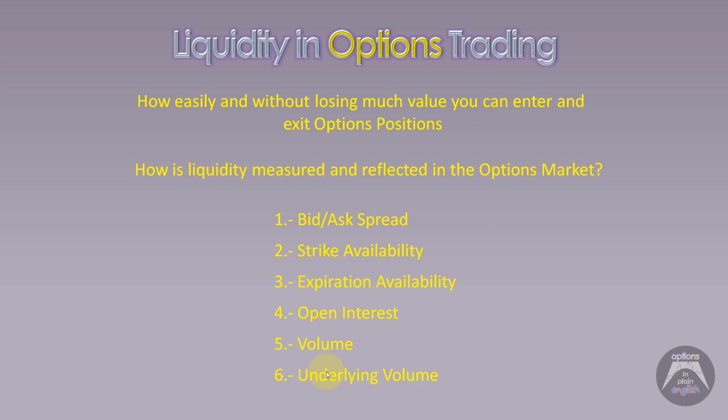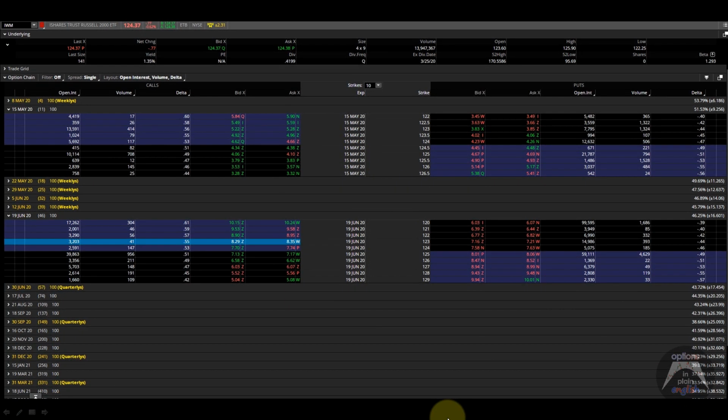Now, we're going to look at an example so that you can see what we look for and what we are expecting to see when we talk about liquid underlyings versus illiquid underlyings and liquid options versus illiquid options, with a real example. Here we have the options trading page for IWM, which is the ETF for the Russell 2000. It's currently trading at $124.37, and these are IWM's options.